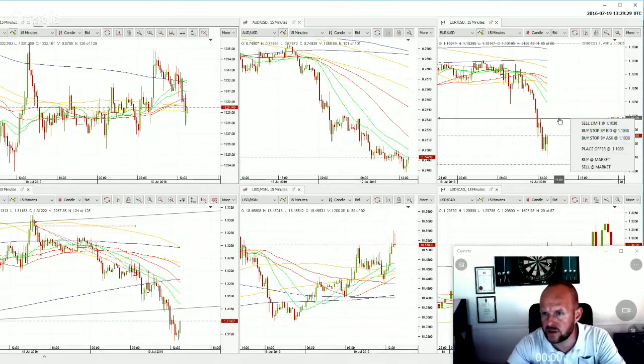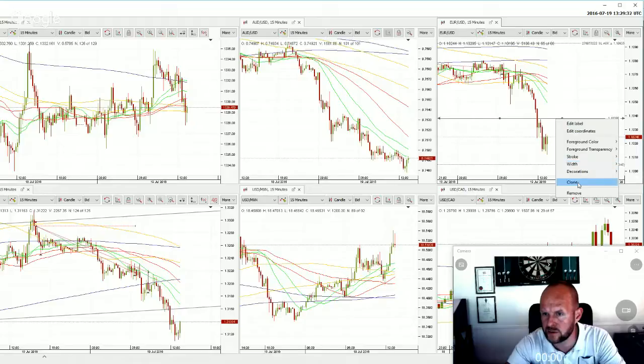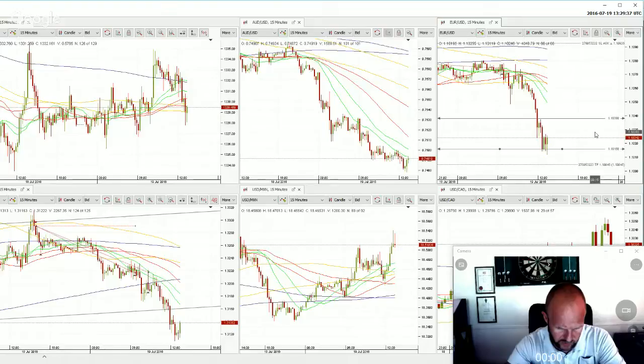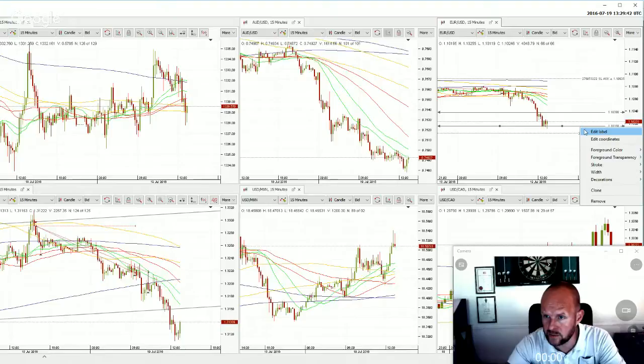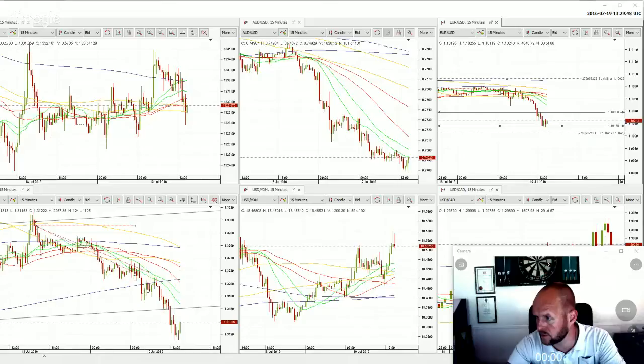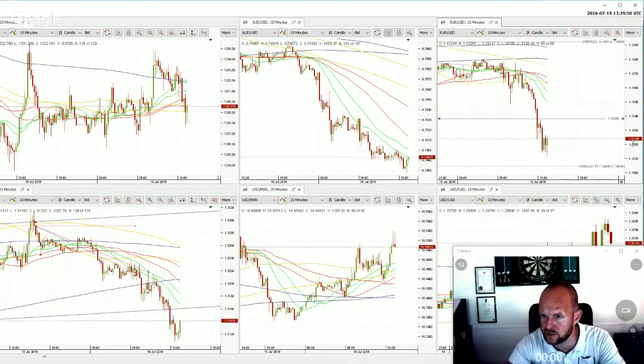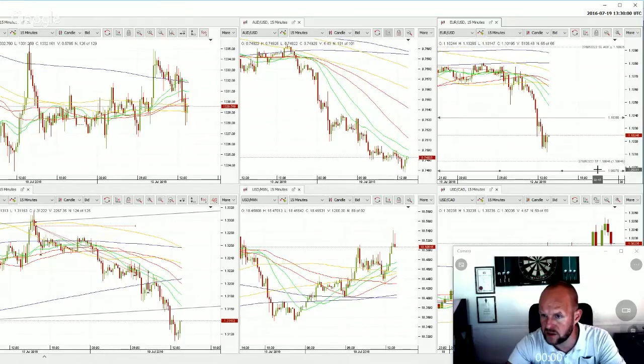Let me clone this one here. 1.0997. Where is it? 1.0997. Well, yes, that's a long run basically. Not sure that the price will get there, but it's just below where my take profit is. So I might be right basically.